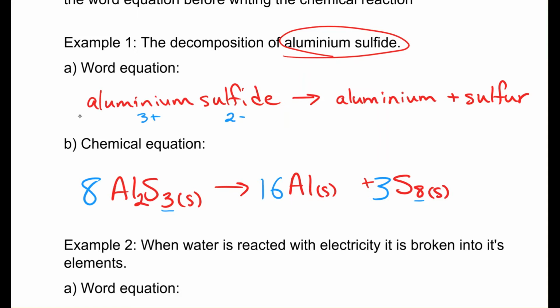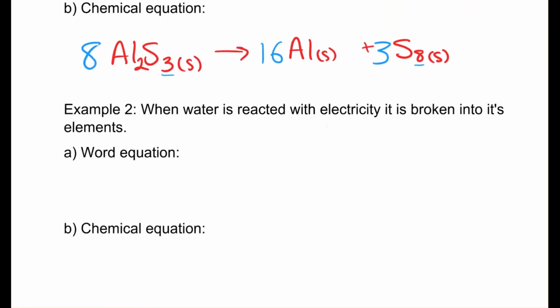We took that substance, we recognized that it's a decomposition reaction, so it's going to break up into its elements, whatever its elements are. So aluminium sulfide is going to turn into aluminium and sulfur. And then we wrote down the chemical formulas for those, and balanced the reaction.